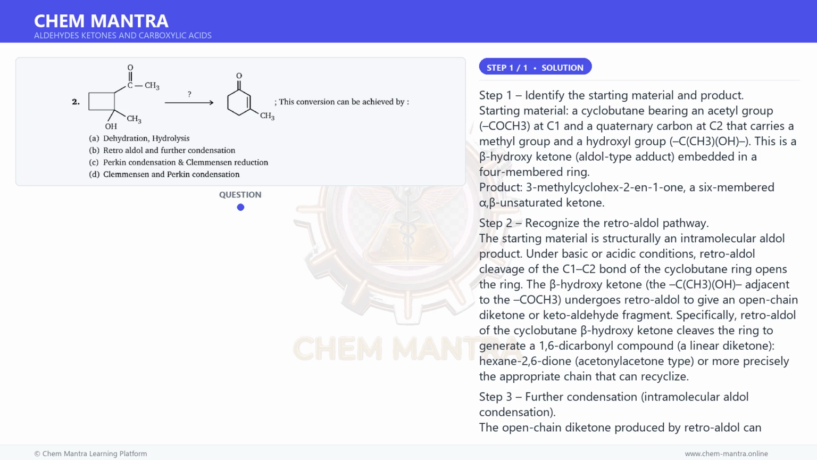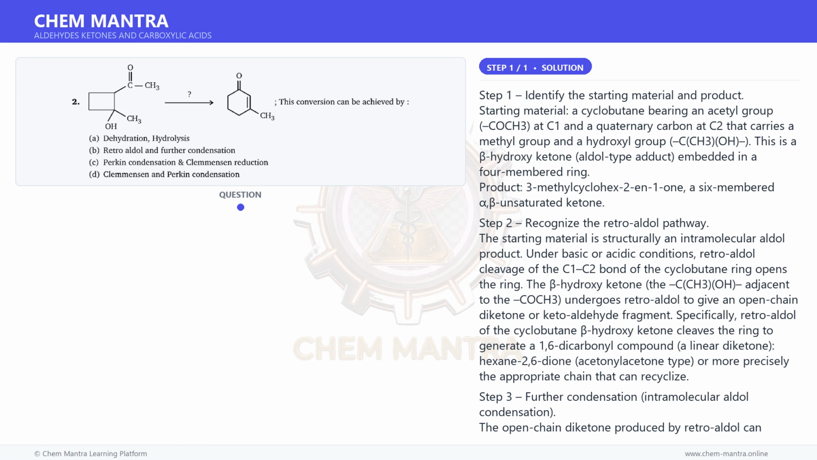Starting material: a cyclobutane bearing an acetyl group, COCH3, at C1 and a quaternary carbon at C2 that carries a methyl group and a hydroxyl group, CH3, OH. This is a beta-hydroxy ketone, an aldol-type adduct, embedded in a 4-membered ring. Product: 3-methylcyclohex-2-en-1-one, a 6-membered alpha-beta unsaturated ketone.